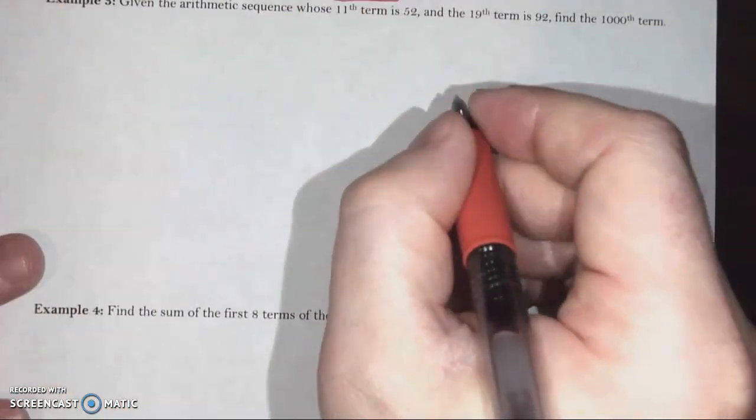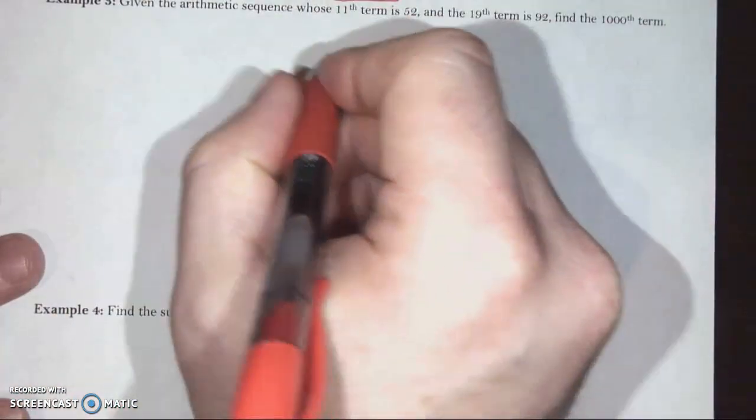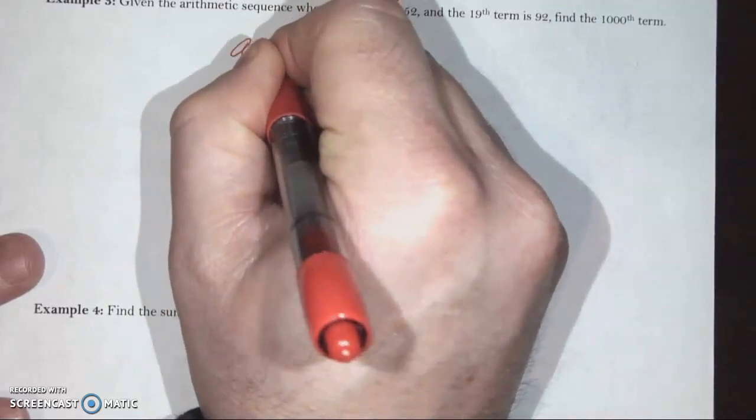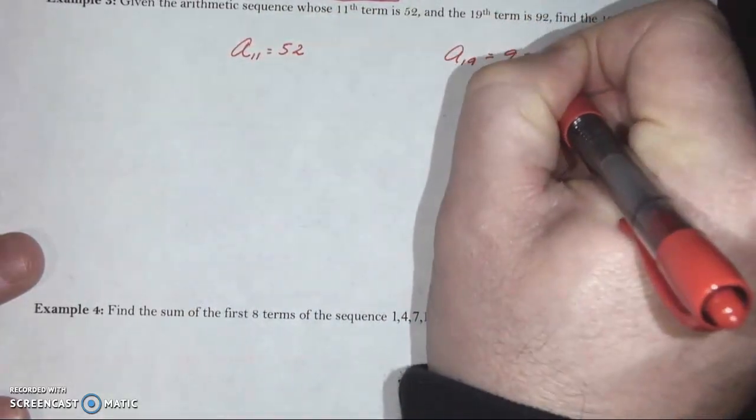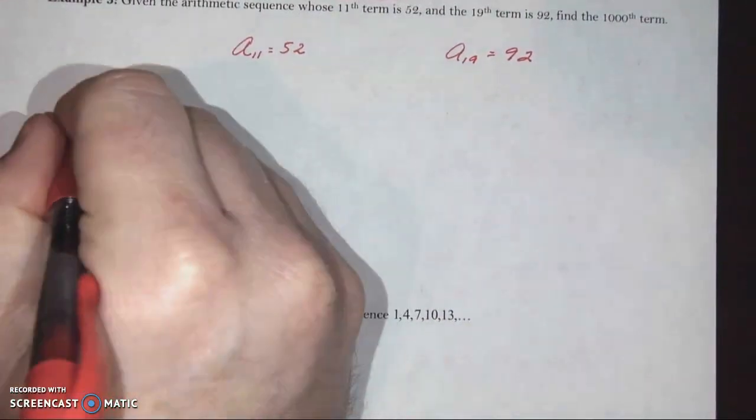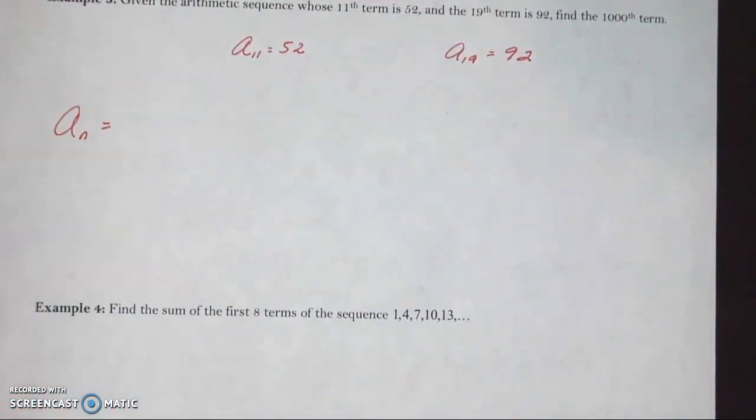All right, good. Example 3, given the arithmetic sequence whose 11th term is 52 and the 19th term is 92, find the 1000th term. Now, this is interesting. So the 11th term is 52, the 19th term is 92, and we need the 1000th term. So we definitely need the explicit formula for this, because we're not going to go counting up to the 1000th term. A couple different ways to think about this.